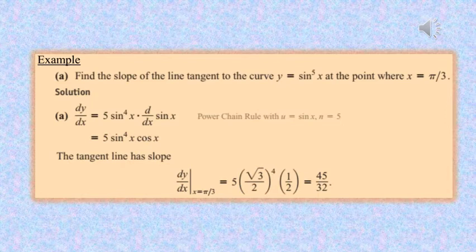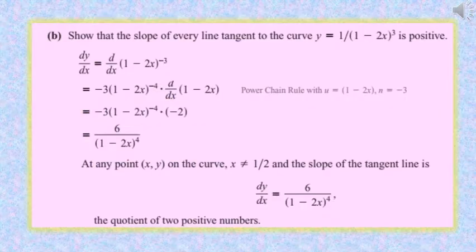We will put the values of cos and sine in this slope, and after simplification we have the slope of the tangent line in the form of 45 by 32. In the second part, show that the slope of every line tangent to the curve y equals 1 by 1 minus 2x to the power 3 is positive.